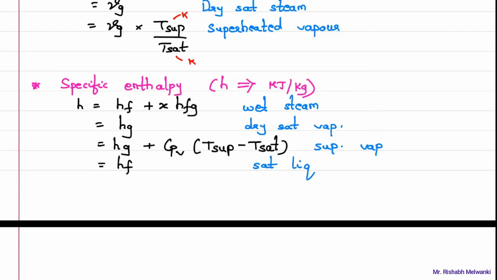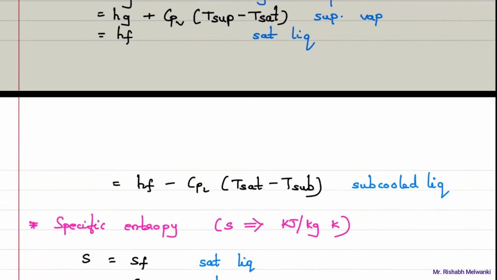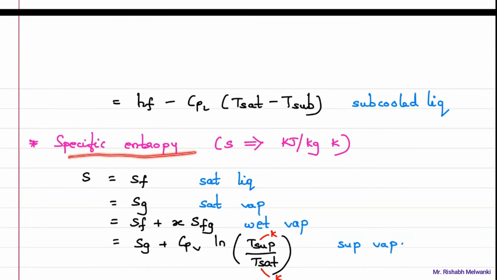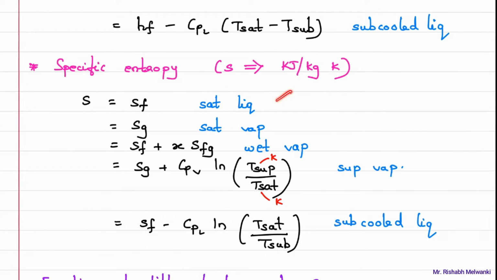Okay, here steam is written. Instead of steam, you can replace that by refrigerant. Then we have specific entropy for different types like saturated liquid, subcooled liquid, then saturated vapor, wet vapor, superheated vapor. So these equations we have to use today.